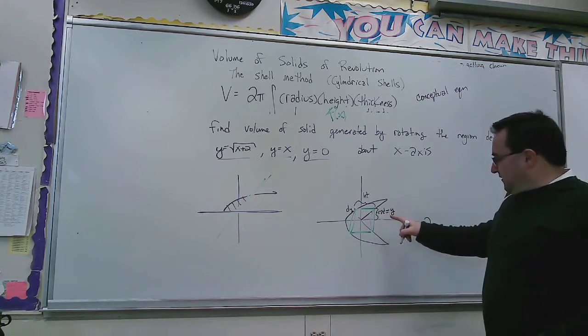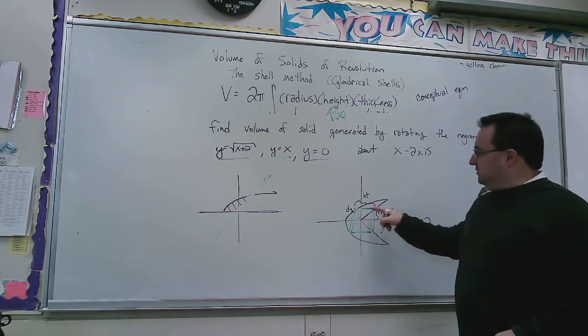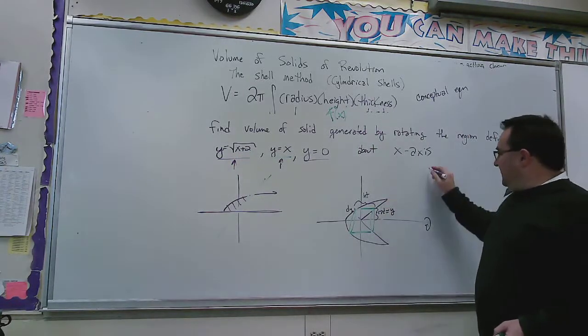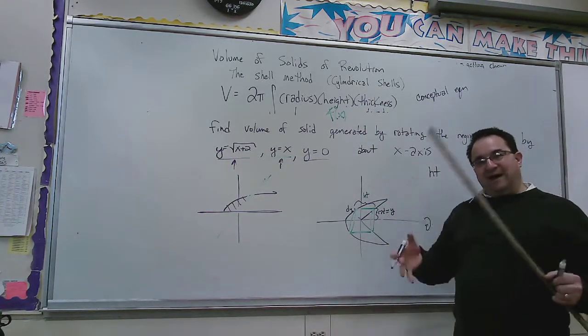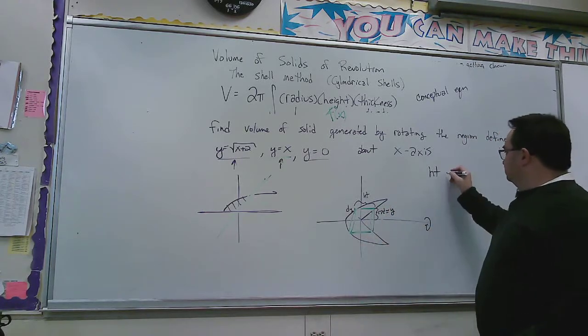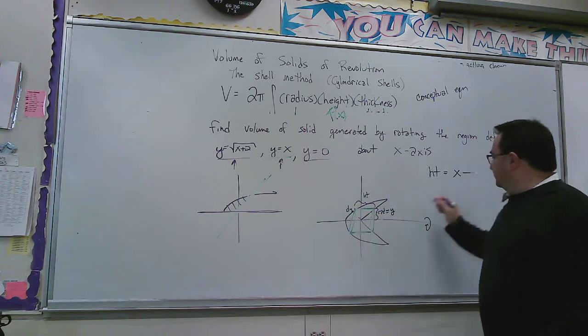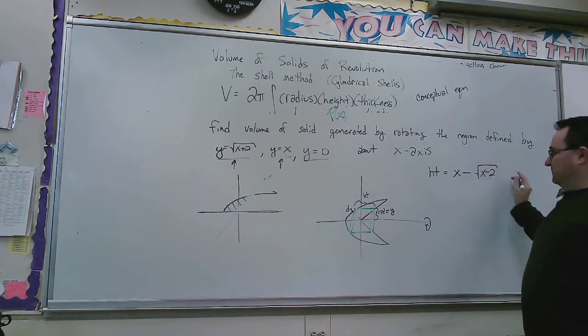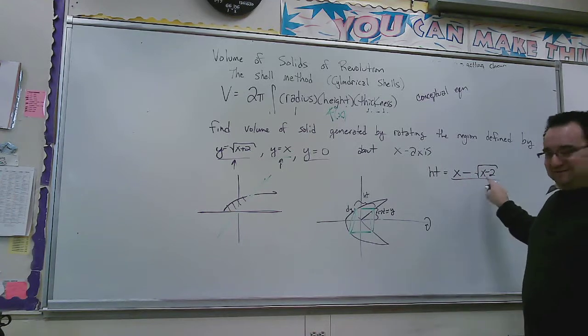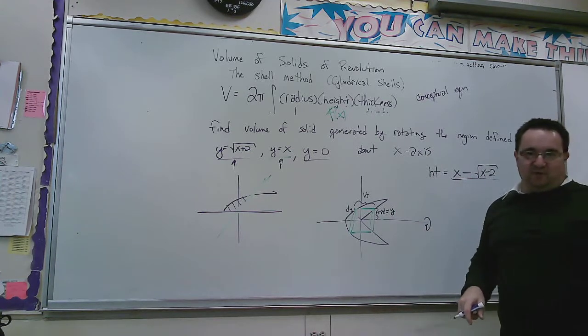My height, however, is between the two curves. Between the two curves. So my height, and you always go high minus low, big minus small. So that'd be right minus left. So this would be my height. However, notice, see how it's in x's? I can't have that. This has to be all y stuff.